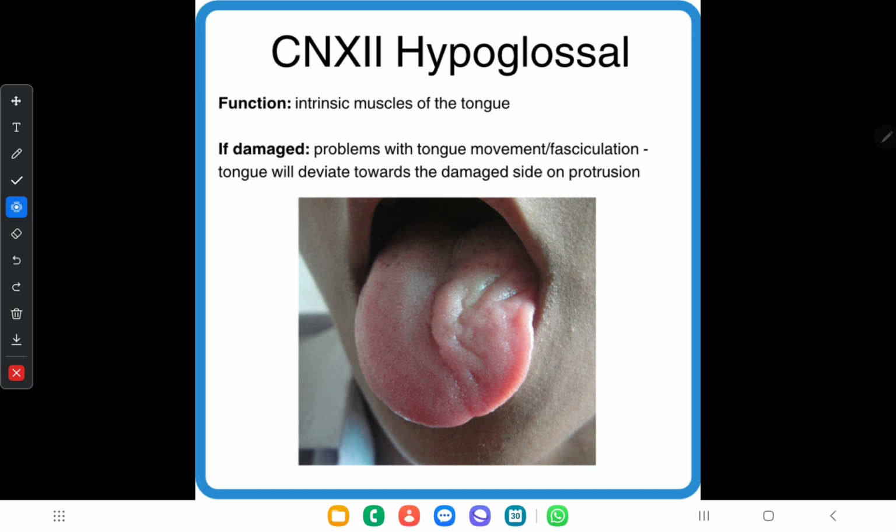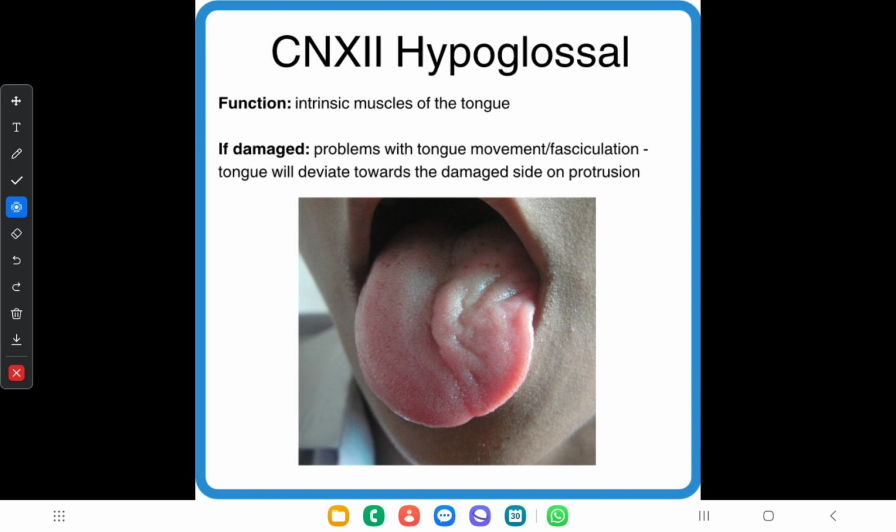When you test the hypoglossal nerve function, you ask the patient to protrude the tongue. If the hypoglossal nerves are intact, the protruded tongue lies in the midline. But if there is a unilateral lesion of the hypoglossal nucleus or of the hypoglossal nerve, it causes unilateral lower motor neuron paralysis of the tongue, and the protruded tongue deviates to the side of the lesion.